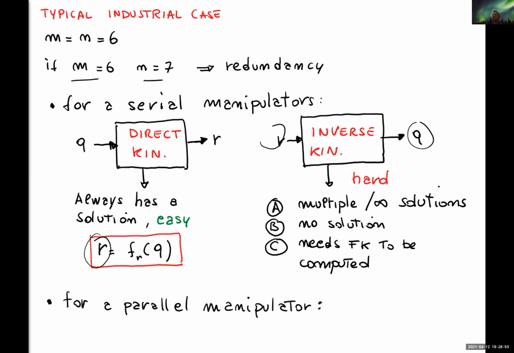And instead, the opposite for a parallel manipulator. A parallel manipulator is one where we have a kinematic loop, like a Stewart platform, the platform that is used, for example, for flight simulators. We have the opposite: the direct kinematics is super hard, is difficult, while the inverse kinematics is easy. So this is just a note.